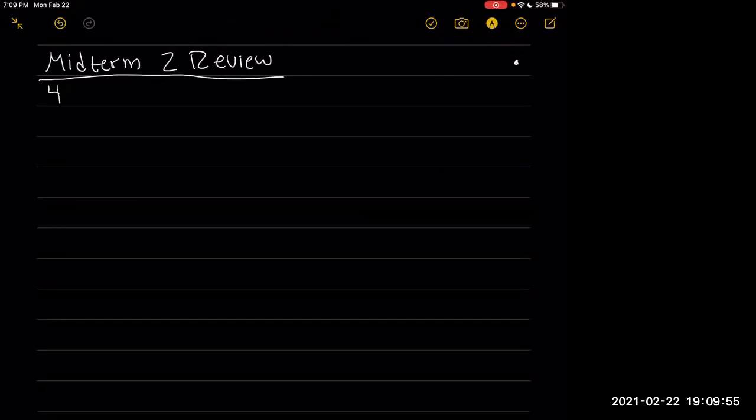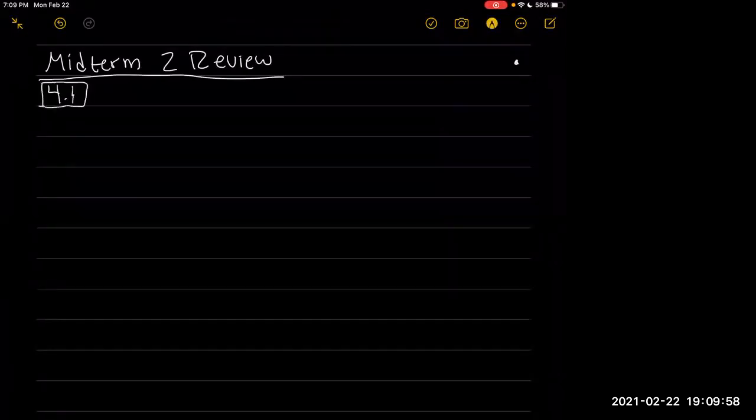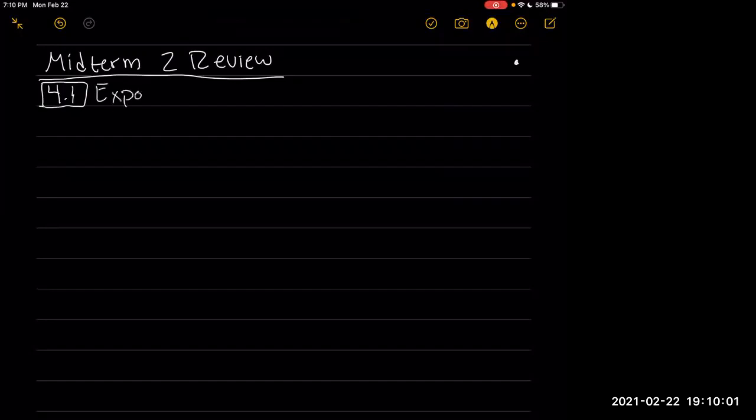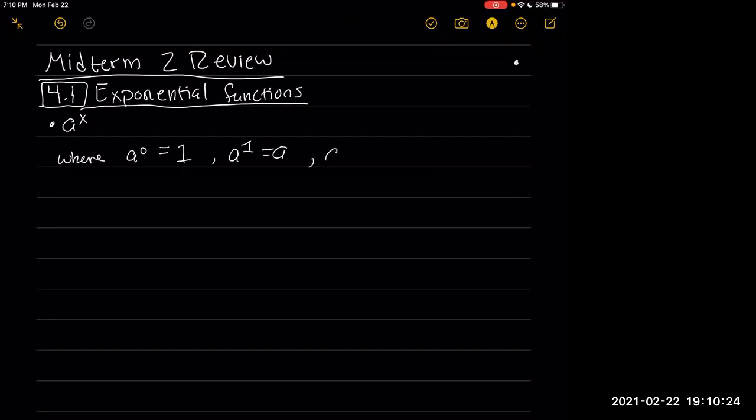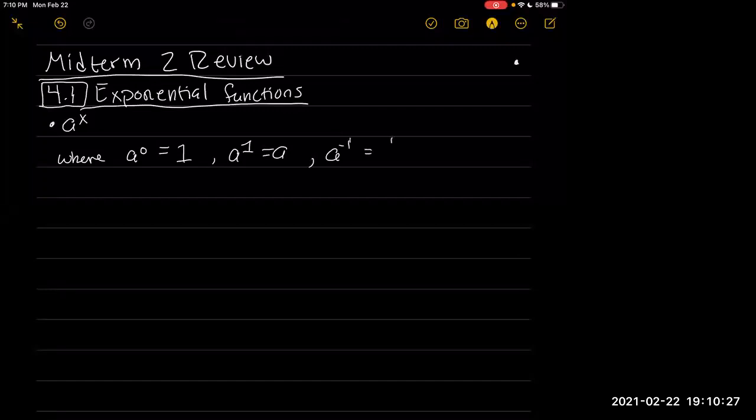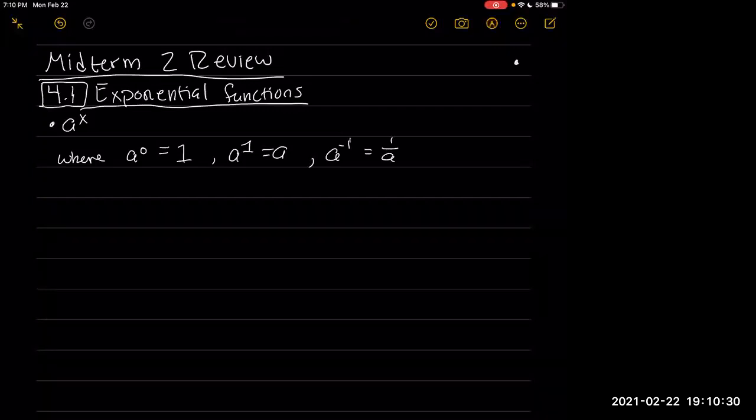So we started with chapter 4.1, and this was on exponential functions. We started with functions that look like a raised to the x, where a is a real number, and it had the property where a to the 0 equals 1, and a to the 1 equals a, and a to the negative 1 is 1 over a. Important things to know with these types of functions: we need to know how to graph and transform them.